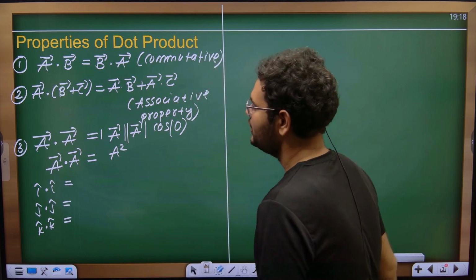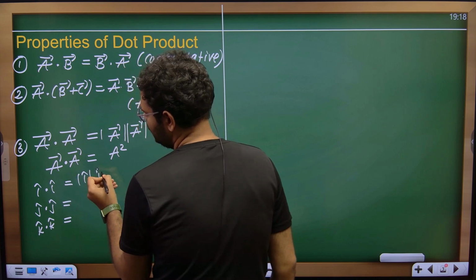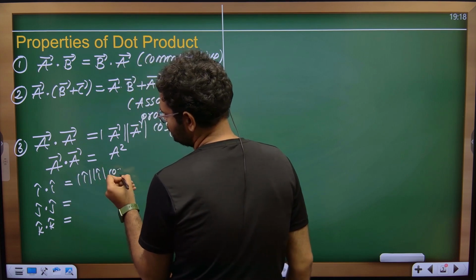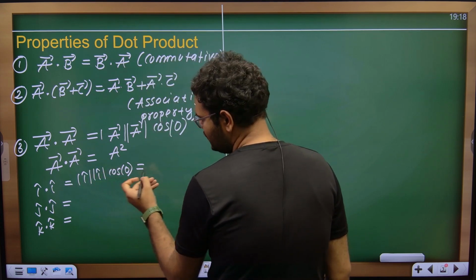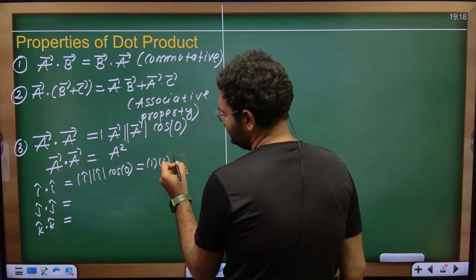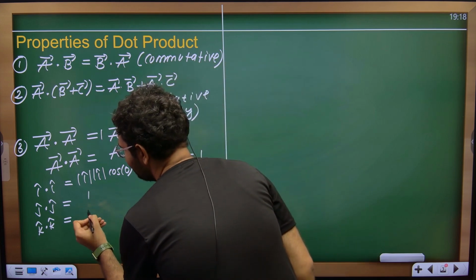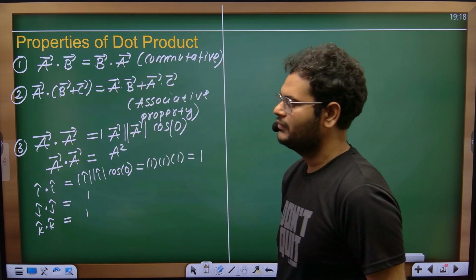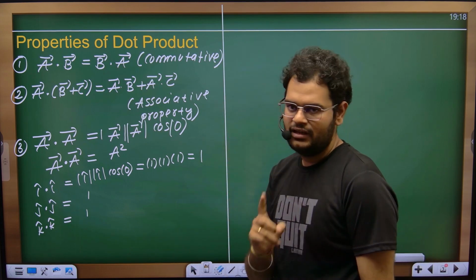Okay. So i dot i, how will I write? Sir, magnitude of i into magnitude of i into cos of 0, because it is the same vector. What is magnitude of unit vector? I cap magnitude is 1. So 1 into 1 into 1. So what is my answer? 1. Similarly, j dot j is what? 1. k dot k is what? 1. Will you remember this property? All properties you should remember, okay?